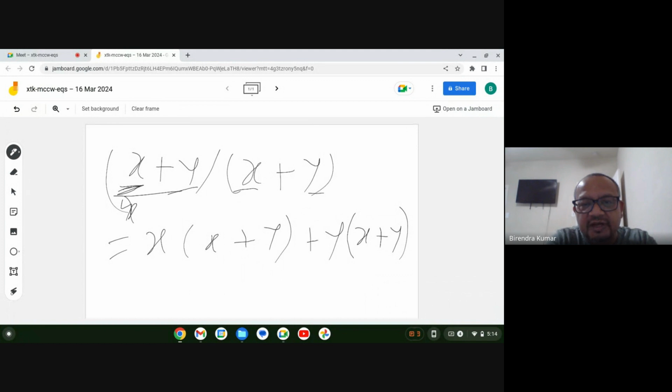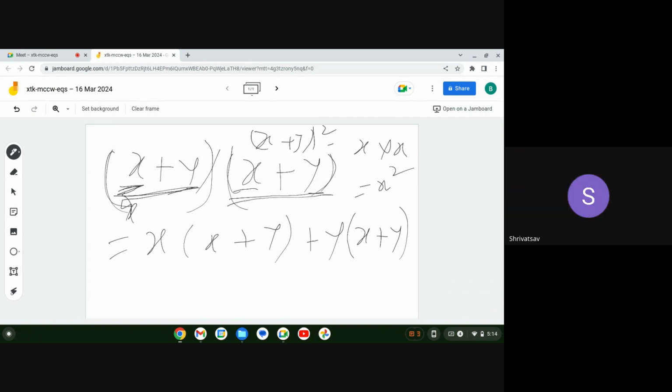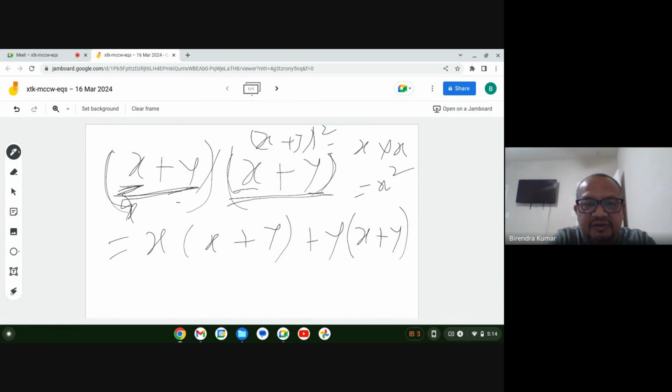Okay, so x plus y whole square, I'm just trying to break it down. If you are talking about x plus y whole square, how is that? x plus y into x plus y, right? If you multiply x into x, what does it become? x squared. So likewise, x plus y whole square means x plus y into x plus y. So that's what we are trying to do. We are trying to break the brackets.